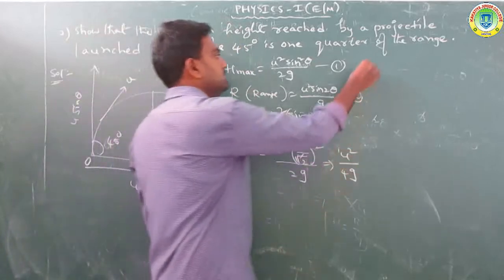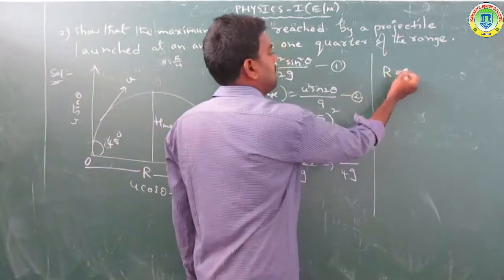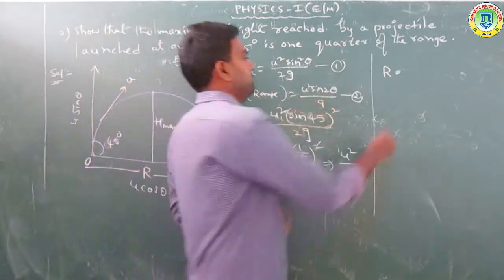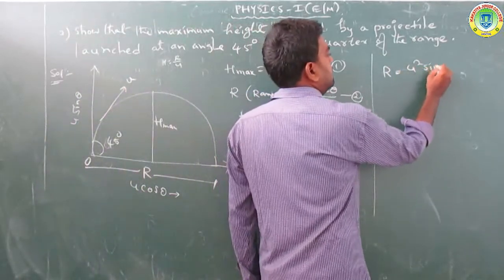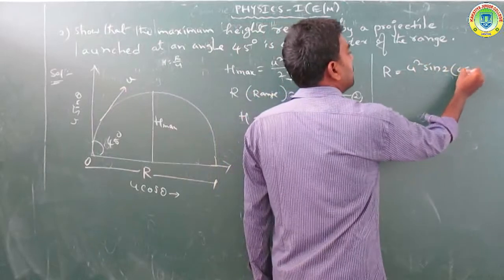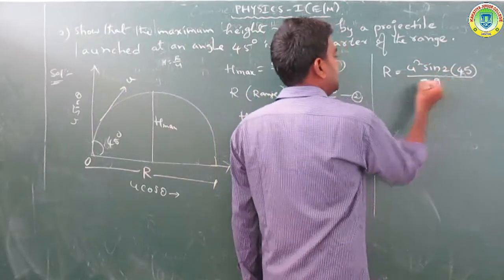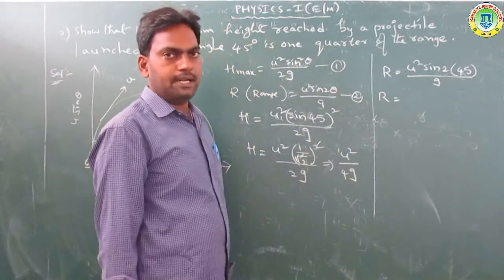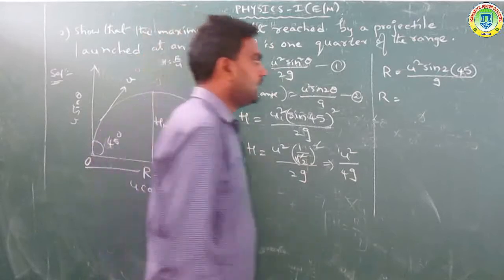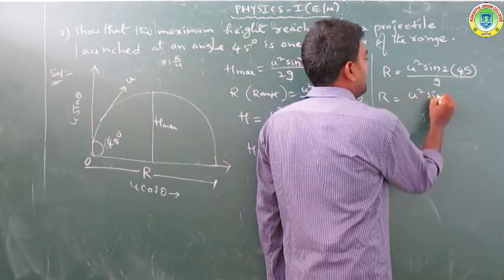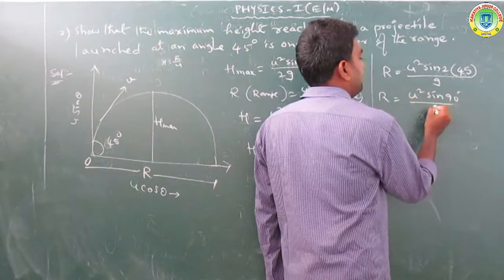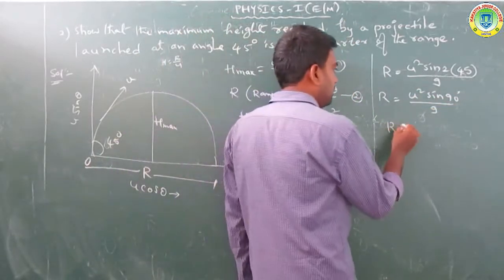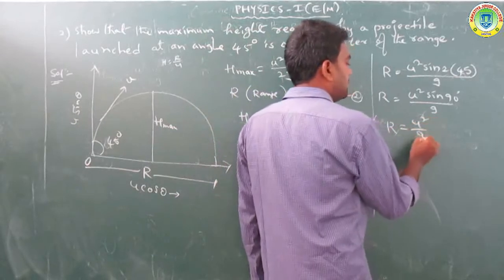Now the range R is equal to u square sin 2 theta by g. So R is equal to u square sin 2 into 45 degrees by g. 2 into 45 is 90, and sin 90 degrees is equal to 1. So R is equal to u square by g.